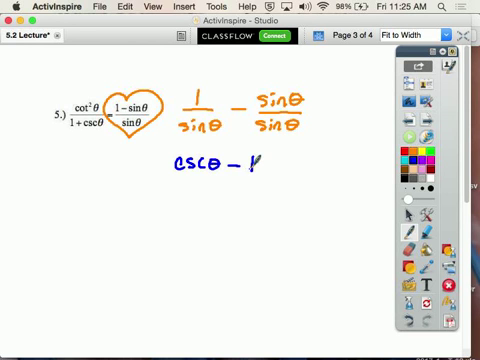But on the left side, I notice that there's something squared. And there's also a 1 plus cosecant on the bottom. So what I'm going to do is multiply by the conjugate. I know. It's a 1.